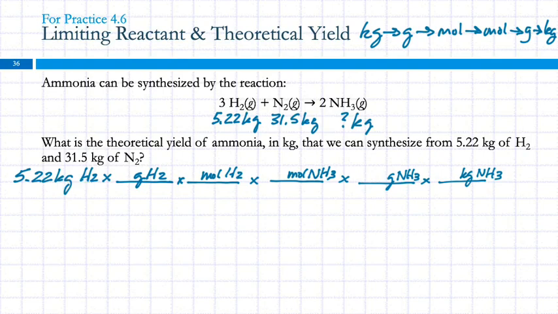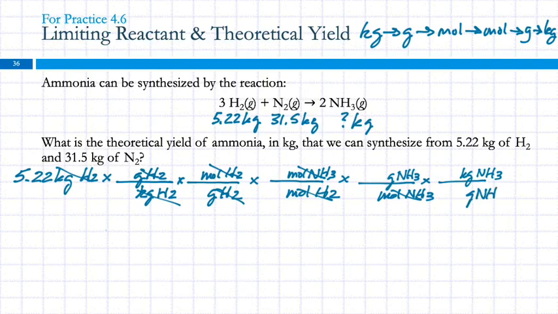I need this kilograms of H2 to cancel out. So kilograms of H2 comes down here. Those units cancel. Grams of H2 comes down here. So it cancels. Moles of H2. Moles of NH3. Grams of NH3. Any questions?